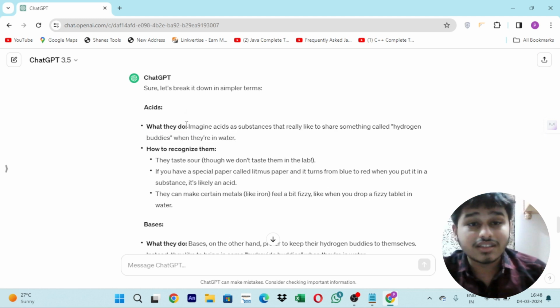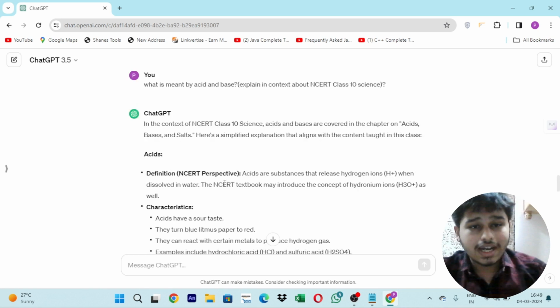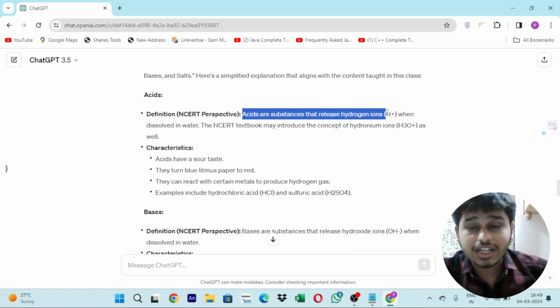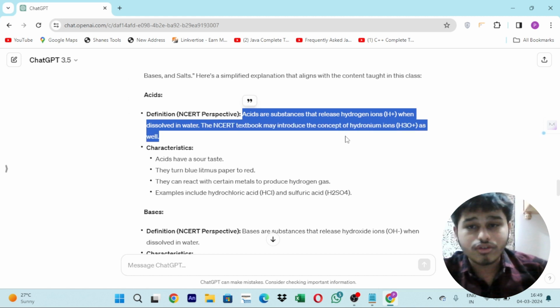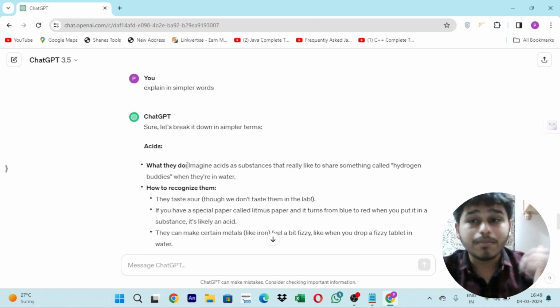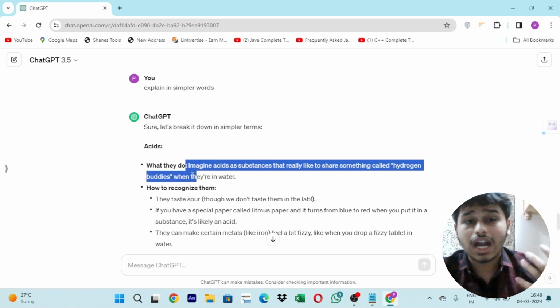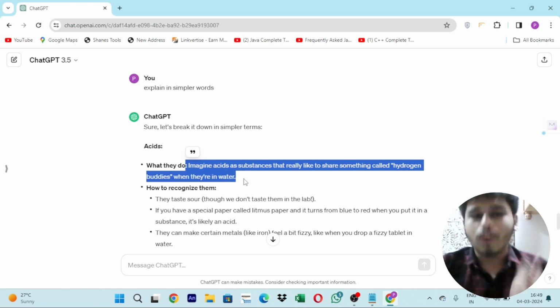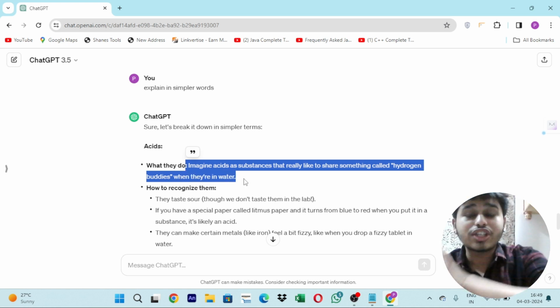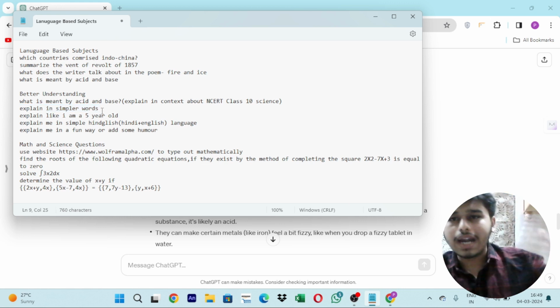So now you can see this line. You read this line, right? Now we'll go up and read this line. Acids are substances that release hydrogen ions when dissolved in water. The NCERT textbook may introduce and so on, right? But what we have seen over here is that it is making it simpler. Imagine acid as a substance that really likes to share something called hydrogen buddies when they are in water. So it's making the definition simpler. So now we will go ahead and make it more and more simple.